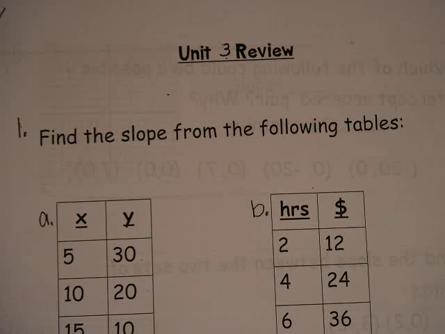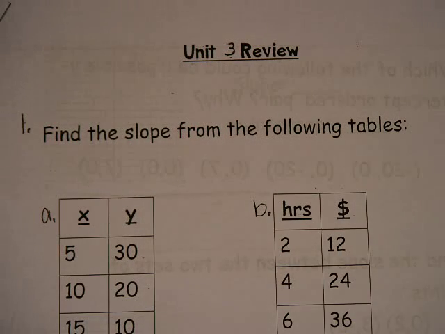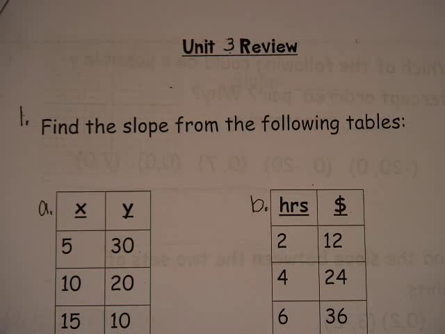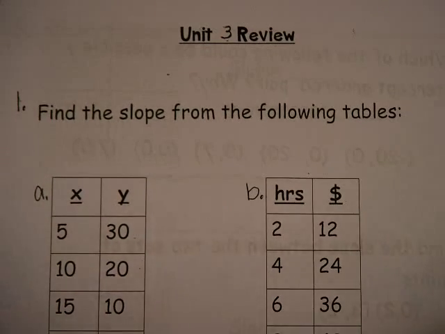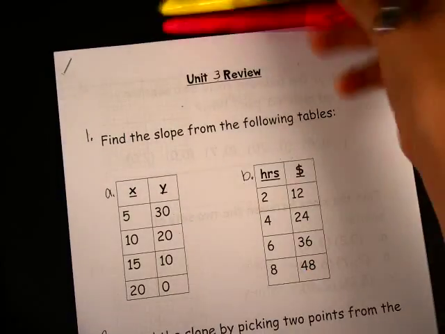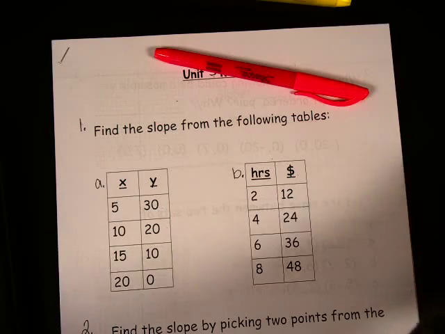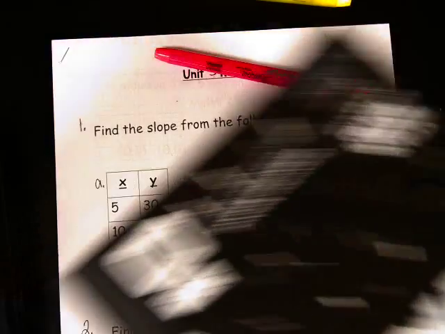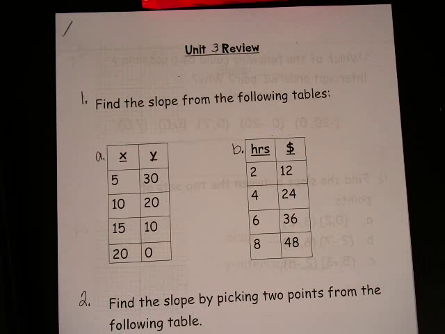Okay, this is Unit 3 review. Unit 1 and 2 were together, so yes, it's Unit 3 review, but it's our second test we've taken. You need to have out your calculator, some highlighters, and your journal. You need to have all these things out and ready because that's what you're going to need for this.